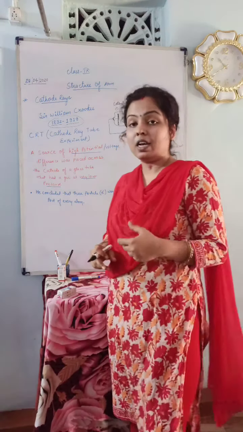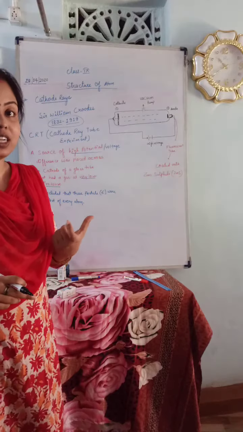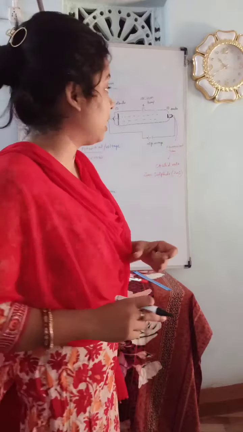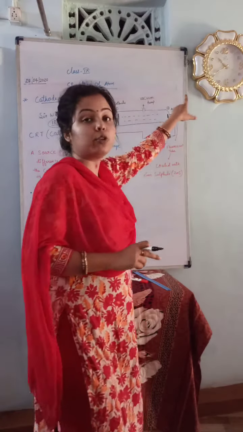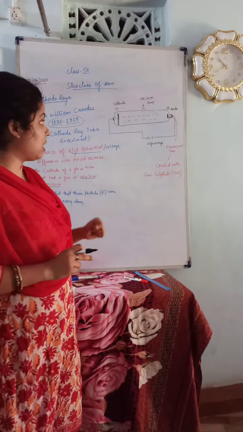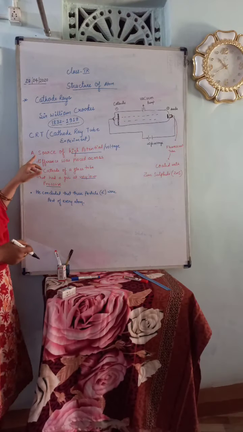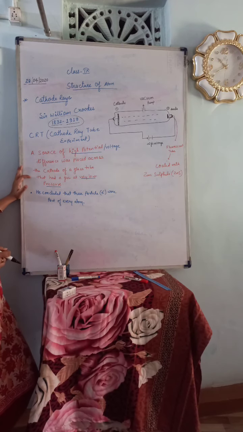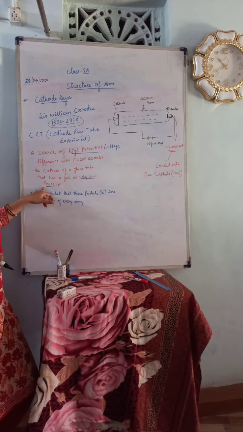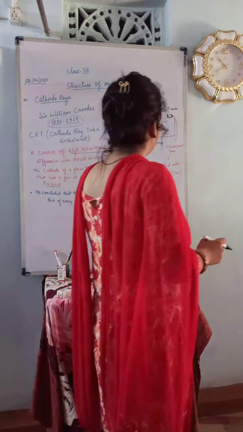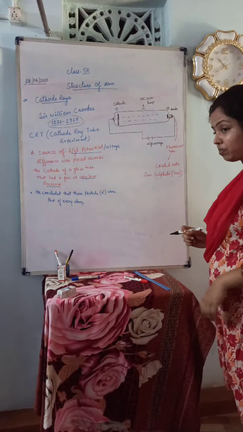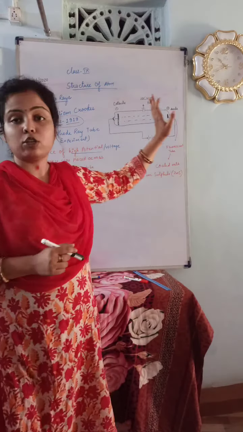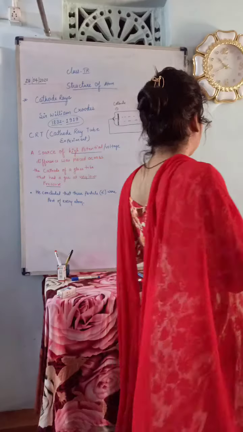What is the result? He finds that when a high potential or high voltage is applied in that discharge tube at very low pressure, a stream of particles comes out from the cathode and moves towards the anode. So this is the result of Crookes experiment. A source of high potential voltage difference was placed across the cathode of a glass tube that had a gas at a very low pressure. So he concluded that the electric current flows from cathode to anode. But how could he confirm it?